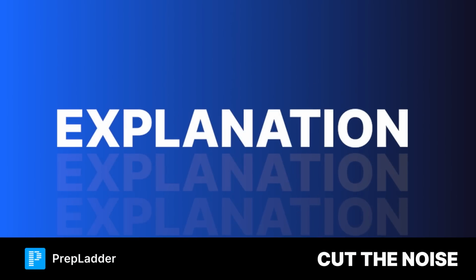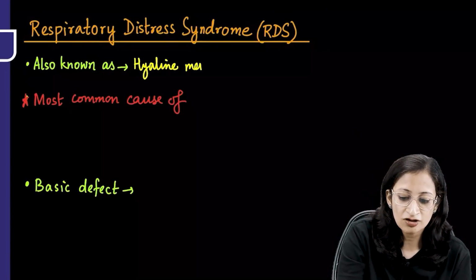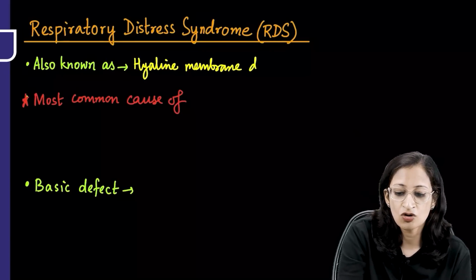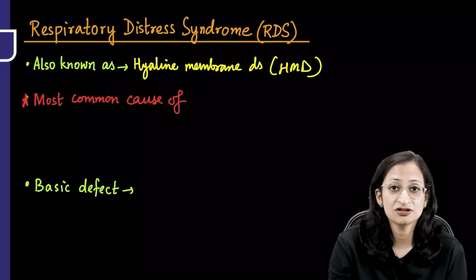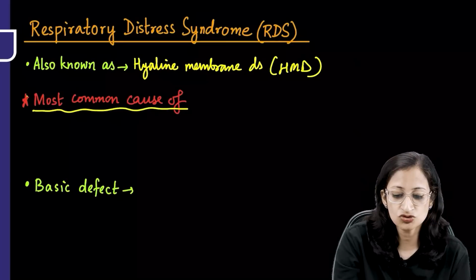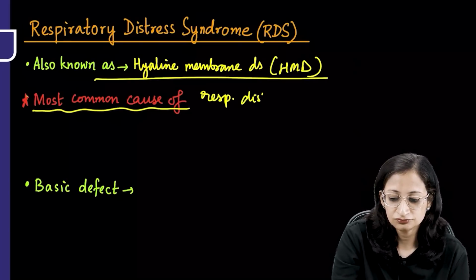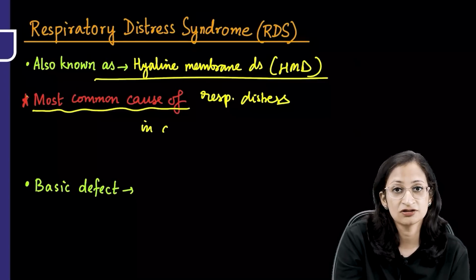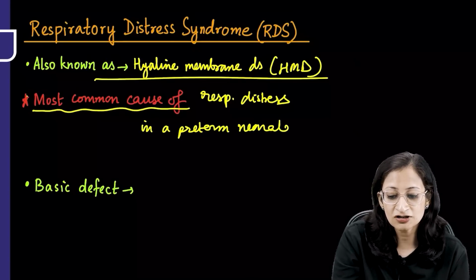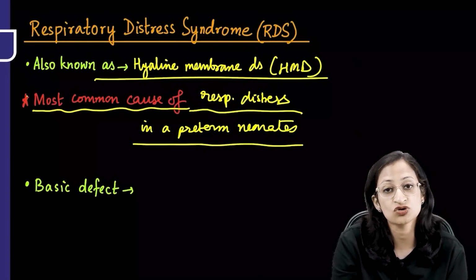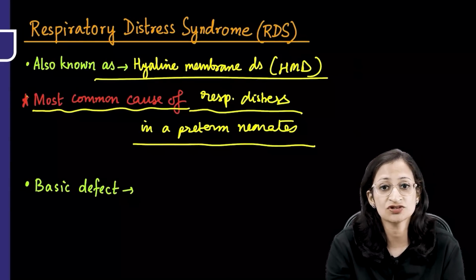Here's the explanation. Now this respiratory distress syndrome is also known as hyaline membrane disease, or HMD. It is the most common cause of respiratory distress in a preterm neonate. It is much more common in preterm neonates, but it may sometimes happen in term neonates also, especially in infants of diabetic mother, because they have a delayed maturation of surfactant.